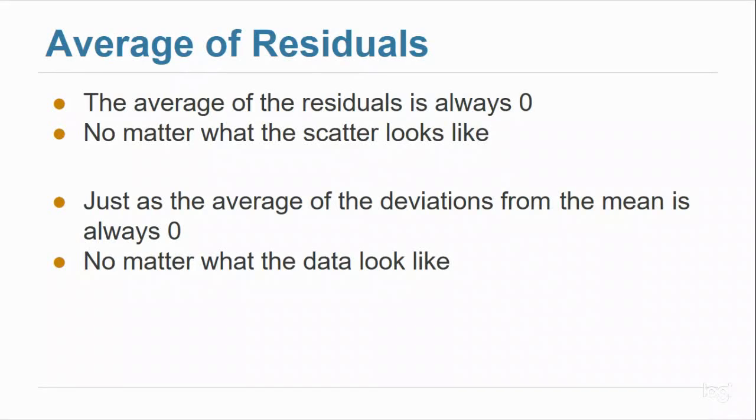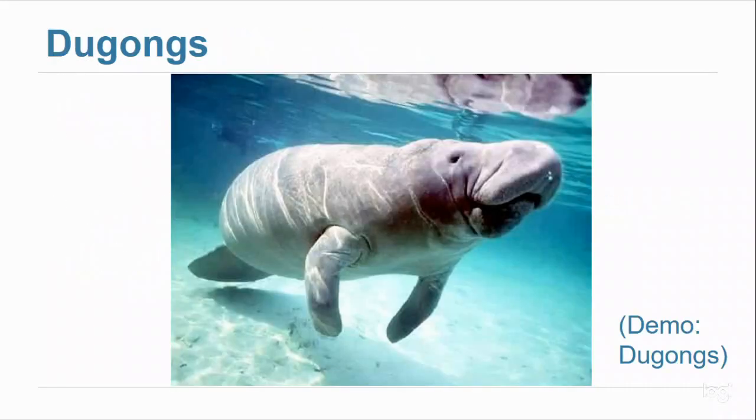The average of the residuals is always zero, no matter what the scatter looks like, just as the average of the deviations from the mean is always zero, no matter what the data look like. Let's see all of this in an example in our demonstration.